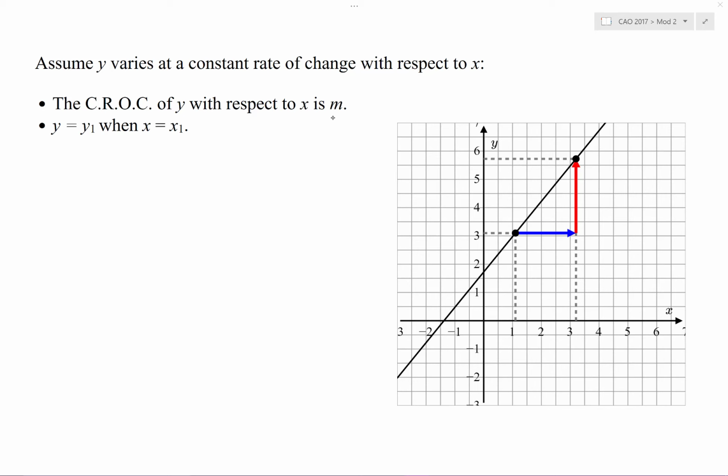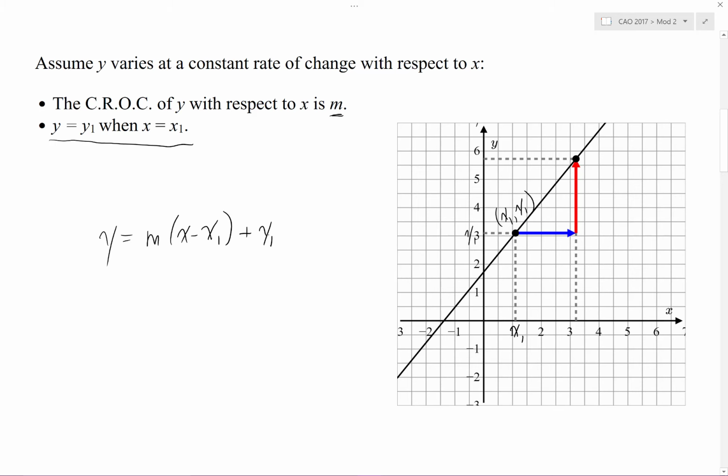Let's assume y varies at a constant rate of change of m with respect to x. We will also assume that y is equal to y1 when x is equal to x1. Now graphically, if we assume x1 is there and y1 is there, then we have a reference point x1, y1. And the general linear function formula tells us that y is equal to m times x minus x1 plus y1.